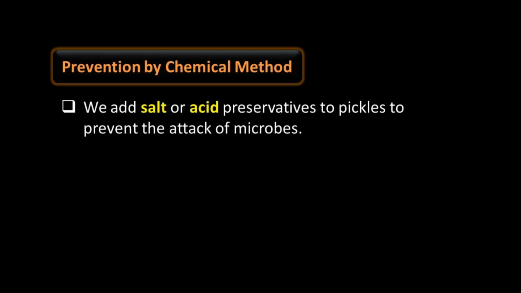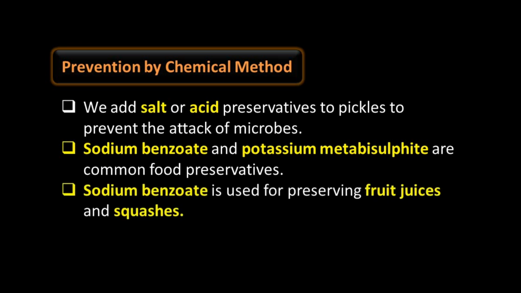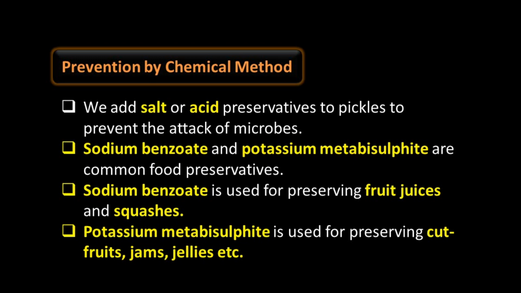We add salt or acid preservative to pickles to prevent the attack of microbes. Sodium benzoate and potassium metabisulfite are common food preservatives. Sodium benzoate is used for preserving fruit juices and spices. So these are the common preservatives we use in different food items. Salt and acids are used for the preservation of pickles. Potassium metabisulfite is used for preserving cut fruits, jams, jellies, etc.